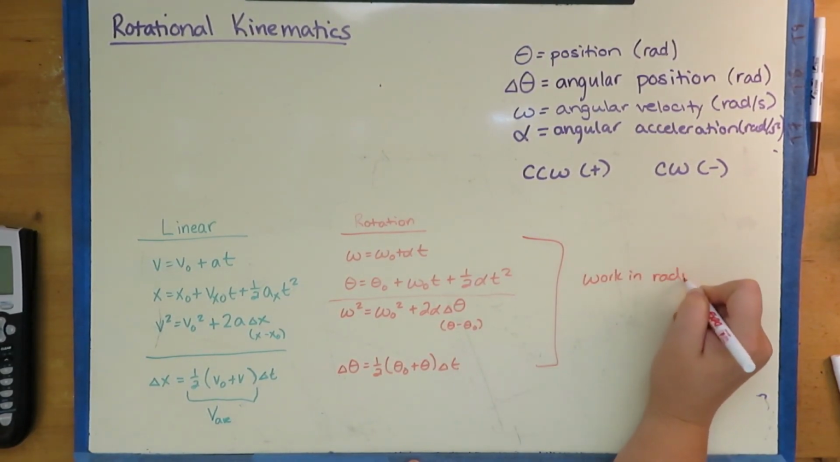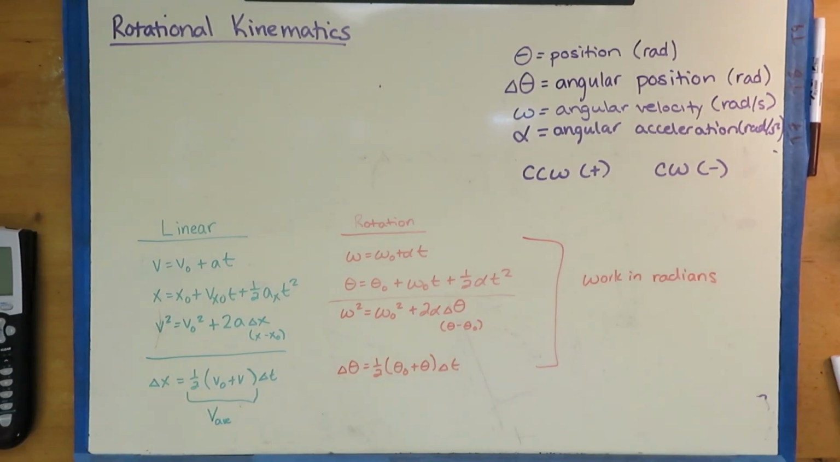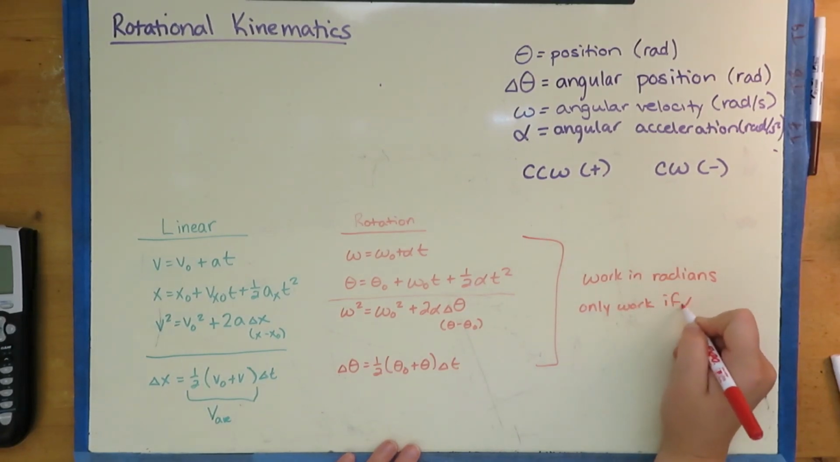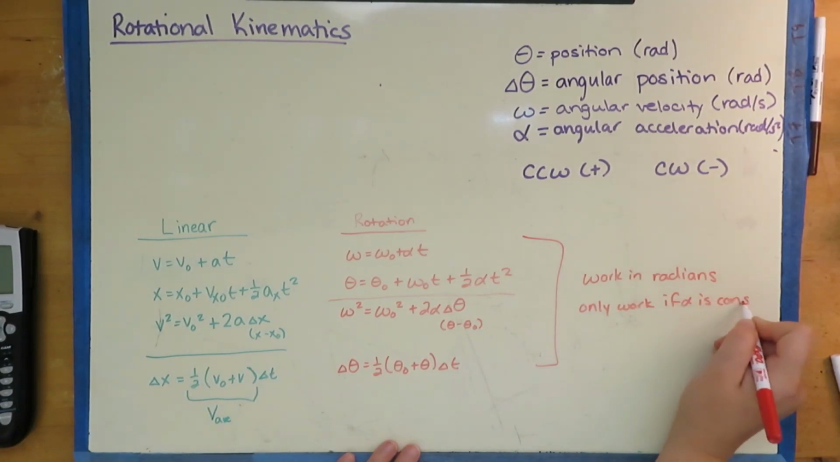So you might have to change between radians and degrees. And remember, these equations only work if alpha is constant. Sorry, those are two last-minute reminders.